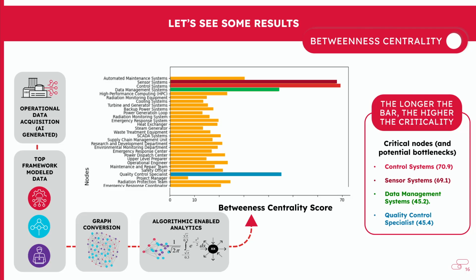In dark red, light red, and green, you have technological assets. And in blue, a people entity, meaning a business role. Here we have control system, sensor system, and data management system as far as technological assets are concerned. And you've got a quality control specialist here, especially loaded, appearing in blue in the slide.